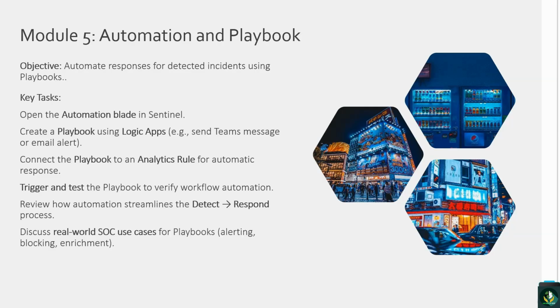Finally, we will discuss real-world use cases such as alerting, to automatically notify the SOC team or relevant stakeholders. When implementing playbooks, always follow best practices. Test workflows in a lab environment, ensure proper error handling, and document actions to avoid unintended consequences. Also, monitor automation logs to troubleshoot any failures. By the end of this module, you will understand how to design, connect, and test playbooks, and how automation enhances the efficiency and effectiveness of a SOC.